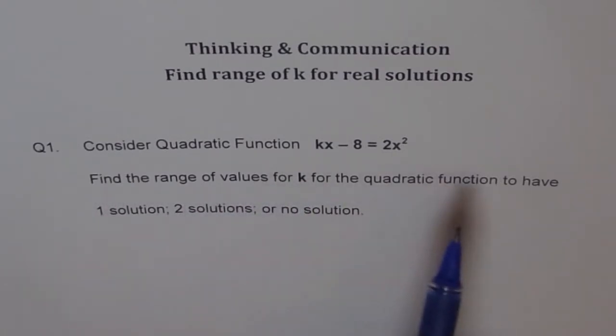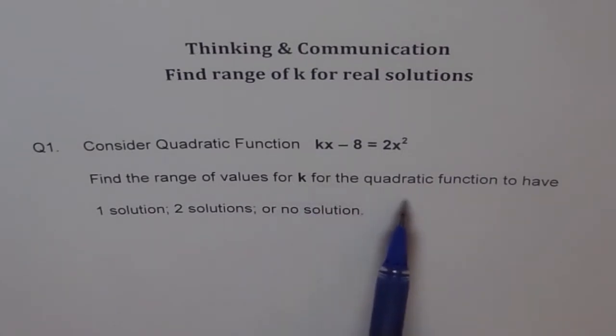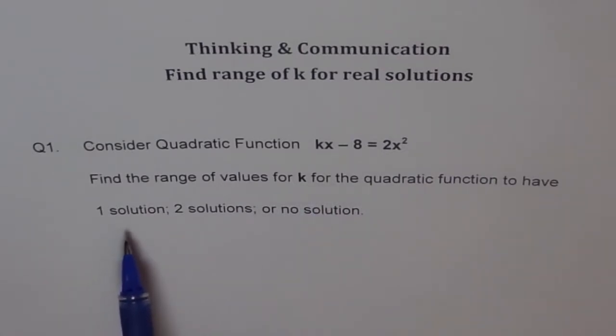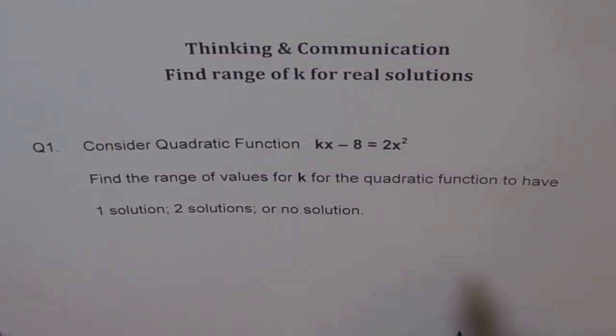K can have many different values in the domain of real numbers, for which the quadratic equation will have one solution, two solutions, or no solutions, correct? So that is the whole problem. So what should we do? One, we should write this equation in a more familiar way so that we can understand what the real equation is, right?